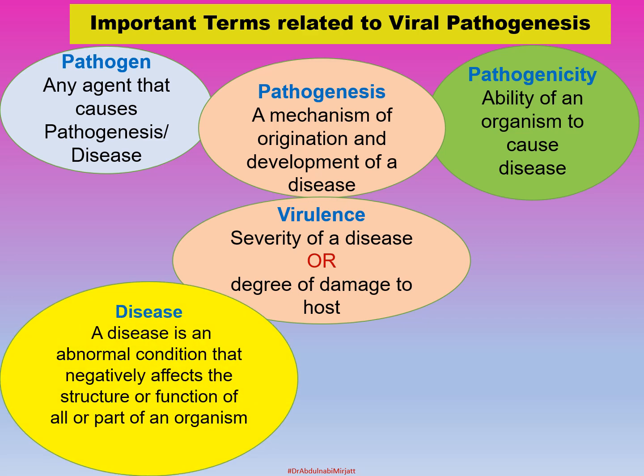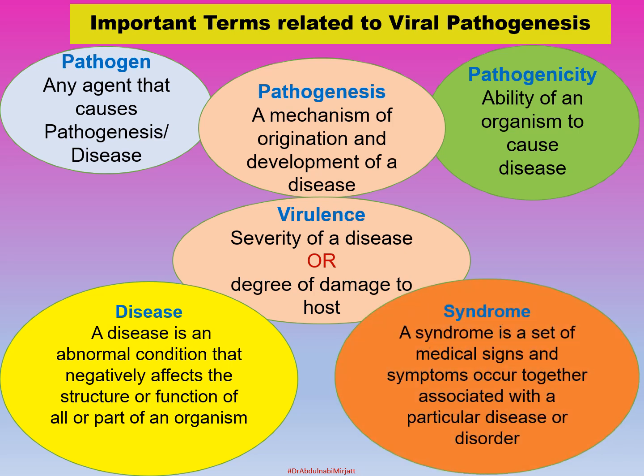Disease, how can we define the term disease? A disease is an abnormal condition that negatively affects the structure or function of all or part of an organism. A disease can be called an infectious disease, which is caused by pathogenic microorganisms such as TB, AIDS, flu, measles, while some diseases are known as non-infectious diseases, for example, diabetes, cancer, and congestive heart failure. The term syndrome. A syndrome is a set of medical signs and symptoms that occur together, associated with a particular disease or disorder. An example of a syndrome is AIDS.